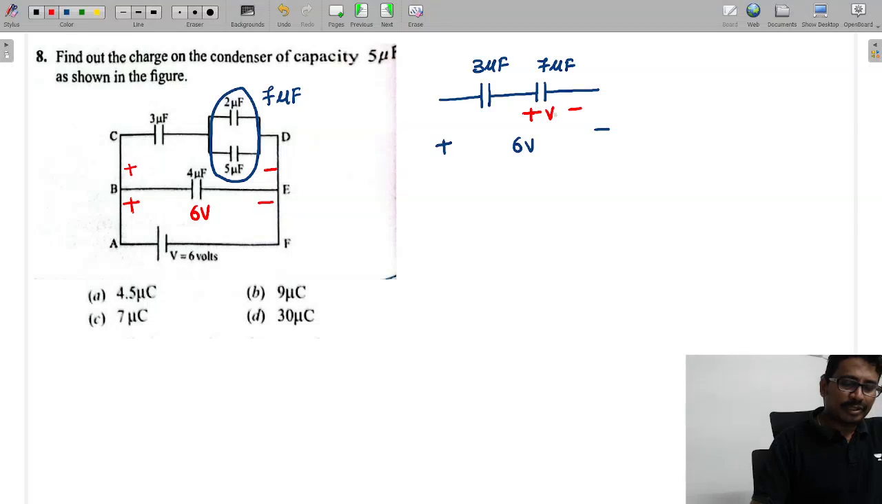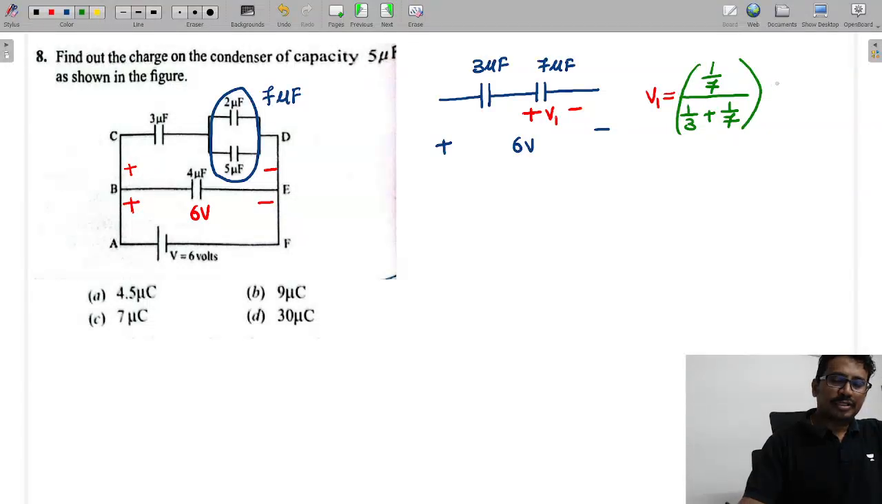Now they're talking about this capacitor. Let us say this capacitor voltage we are calling V1. So you can tell me the V1 value. Voltage and capacitance are inversely proportional. So what can I say, tell me now: 1 by 7 over 1 by 3 plus 1 by 7, into the total, which is how much? 6. So what will it come as? If we simplify, that is 3 by 10. So how much is this value? 3 by 10 into 6.